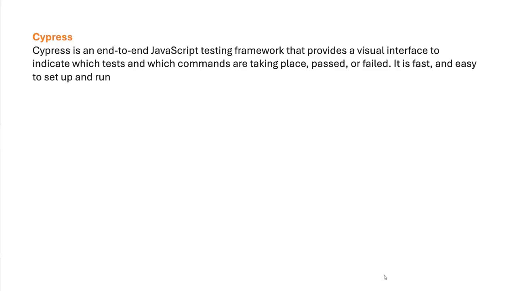Next is Cypress. Cypress is an end-to-end JavaScript testing framework that provides a visual interface to indicate which tests and which commands are taking place, passed or failed. It is fast and easy to set up and run. So it was also one of the most widely used tools.